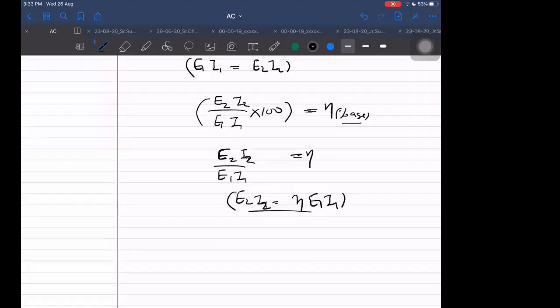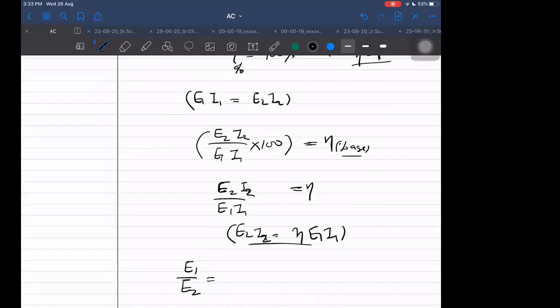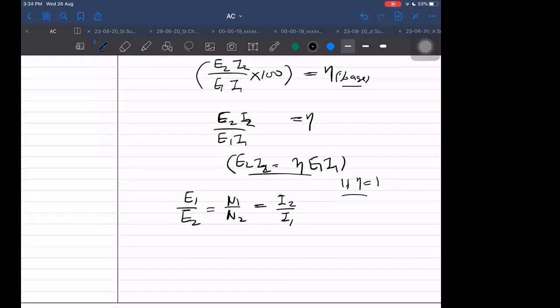One thing that we have to notice, and it is contradictory to our imagination: E1 upon E2 is N1 upon N2. No problem so far. We understand it. But this is also equal to I2 upon I1 if eta is 1. If it is not 1, then also I can say that I is inversely proportional to E, even if eta is not equal to 1. This is a surprising fact for some students, those who don't understand things properly.